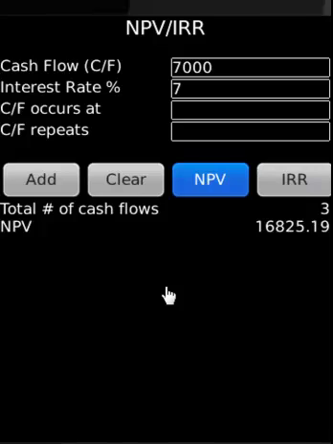So here we have seen how this particular app can be useful. It provides you flexibility in terms of specifying the interest rate in case of NPV, and it provides you flexibility to enter the cash flow timing and cash flow repetitions to calculate the IRR and NPV.